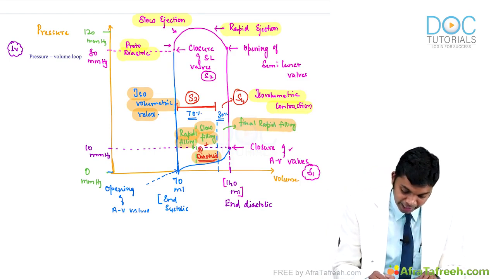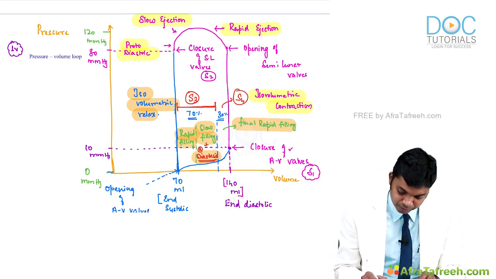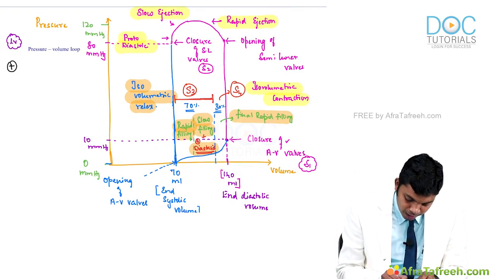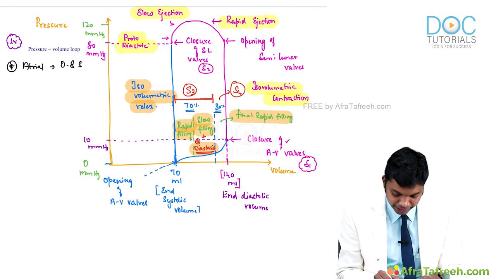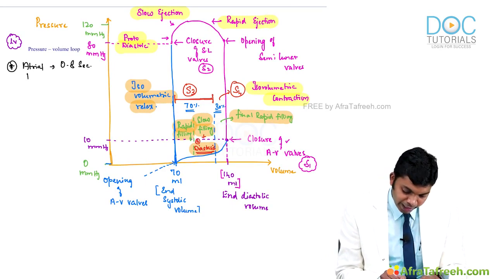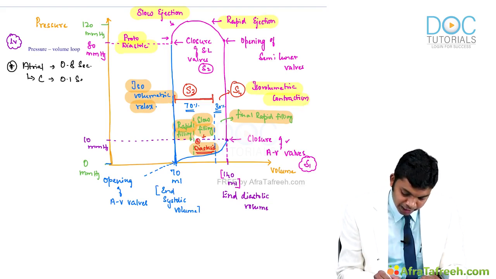Now let us look at the timings of the cardiac cycle. Number 1, atrial events as well as ventricular events have a constant timing, that is 0.8 seconds, while atrial contraction stays for 0.1 second and atrial relaxation stays for 0.7 second.